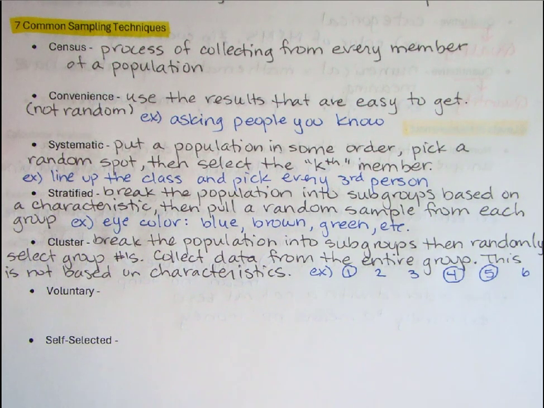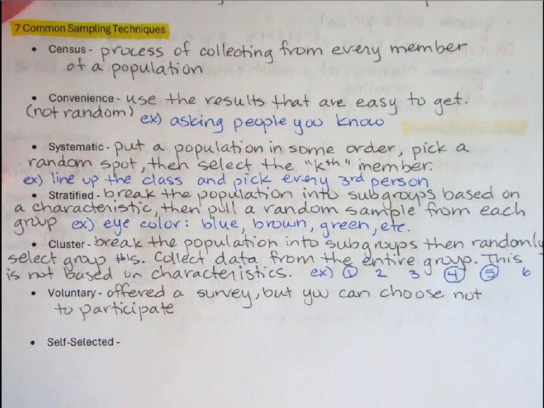So the group numbers were not based on a characteristic like the stratified data was. You were just randomly placed into those groups, and a roll of the die allowed me to choose the groups that I will be randomly asking questions of. A voluntary sampling technique.